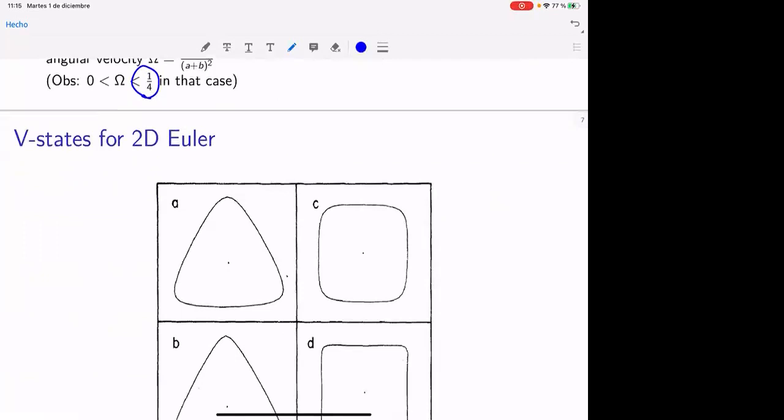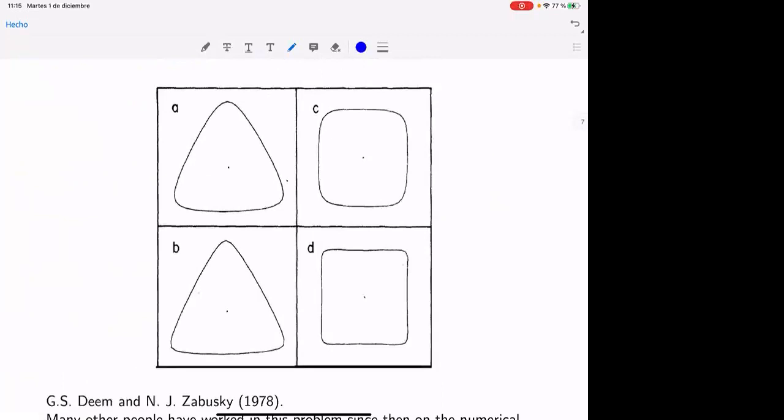Now, in the 80s or in the late 70s, Deem and Zabusky started to investigate these solutions. Keep in mind that at this point, it is not known if the vortex patches have global existence or not. What they did was they started with a circle and bifurcated along a branch or different branches, and by imposing different degrees of symmetry, they managed to numerically find the patches, like in A and B imposing threefold symmetry, or in C and D imposing fourfold. So these are numerics, and they just showed that numerically from a disk you can deform it a little and travel through a branch that gives these solutions.